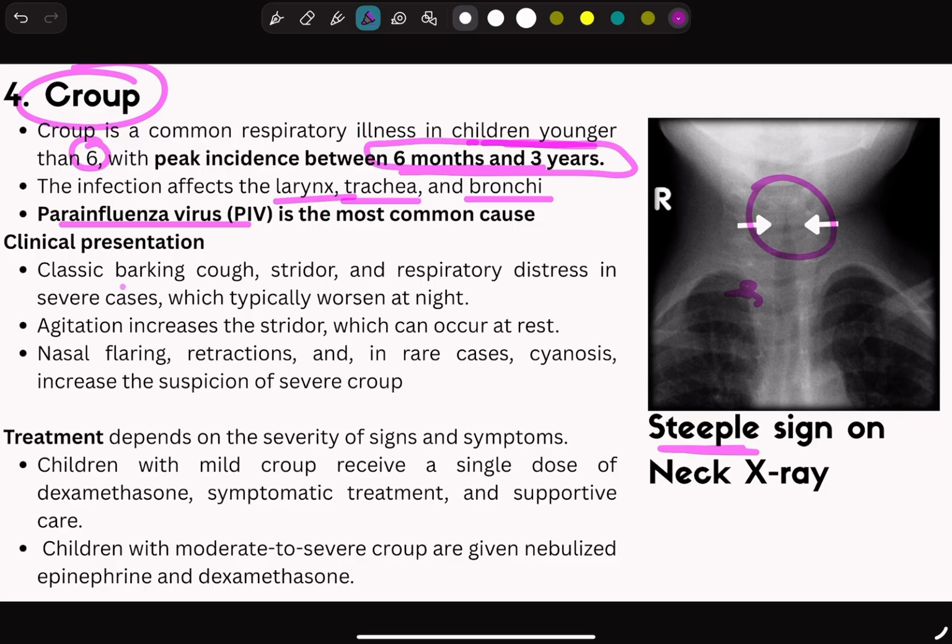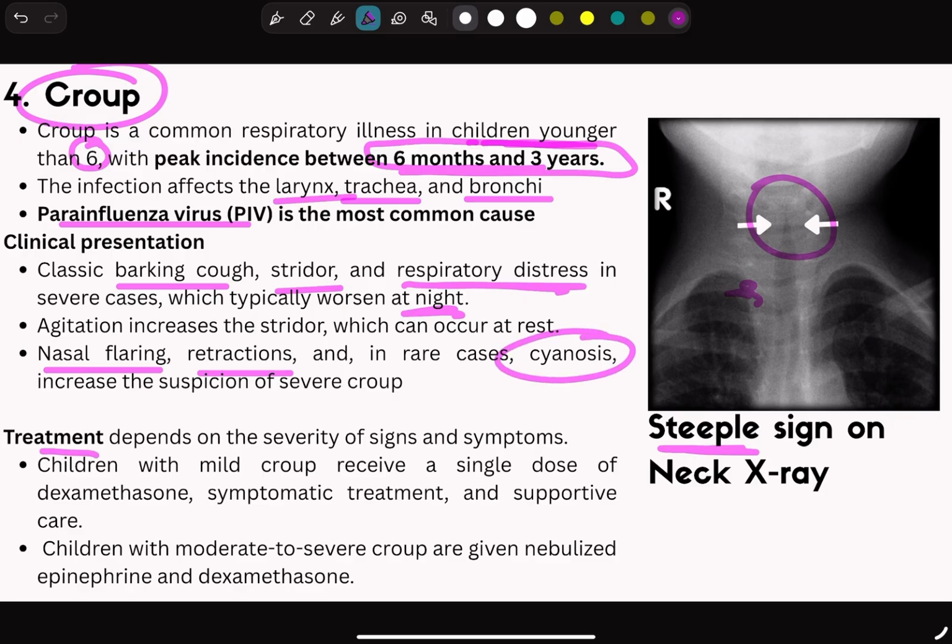Kids will present with barking cough, very, very classic, stridor, and in severe cases, they will be in distress, especially at night. They will be having nasal flaring, chest retraction, and sometimes in severe cases, they may get cyanosed.